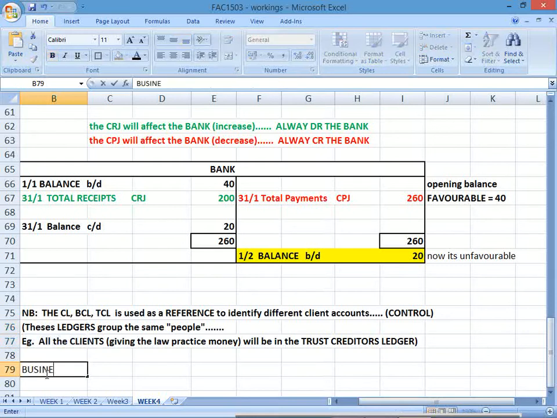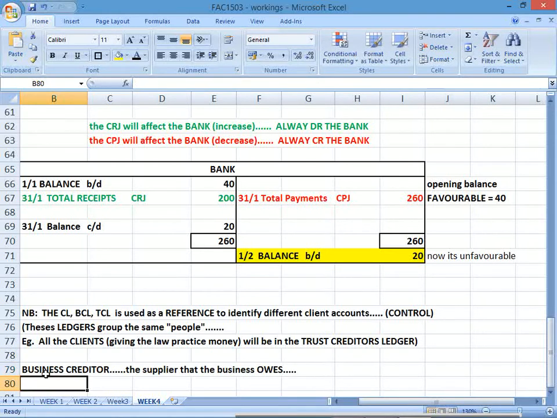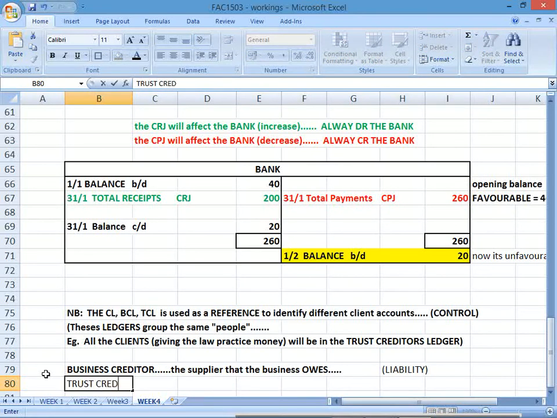So what would a business creditor be? Yes, the supplier that the business owes. Okay, so we owe them. Liability. Trust creditor, we can write it down, we've seen it already, but let's do it again. Trust creditor, clients who we owe money, it's their money. Let's be more specific. Okay, it's their money that we owe them.